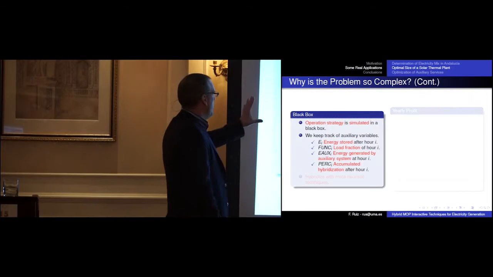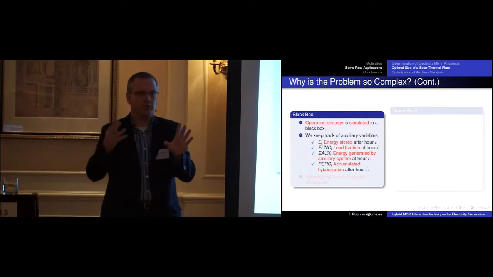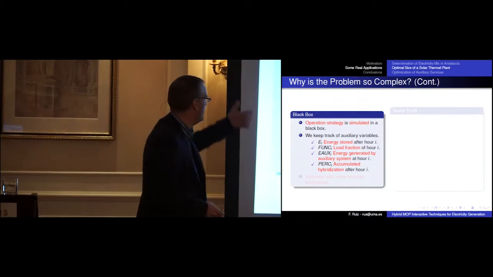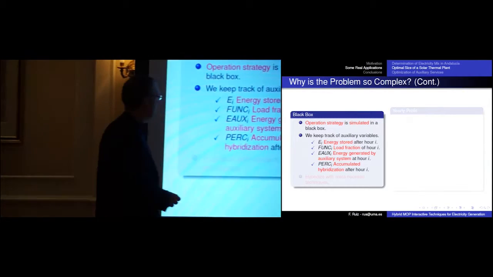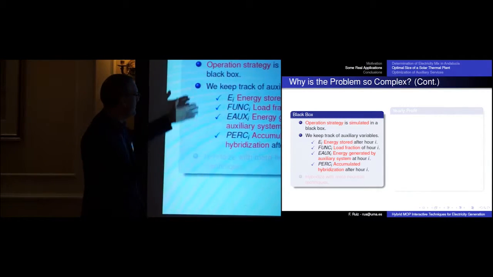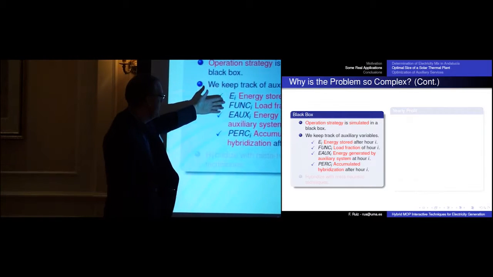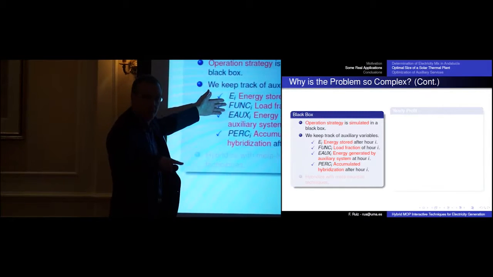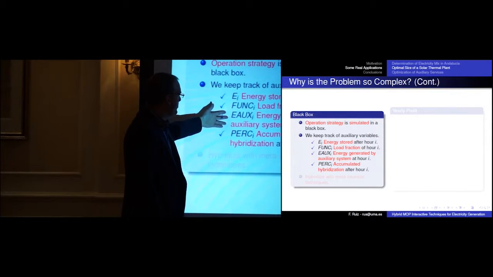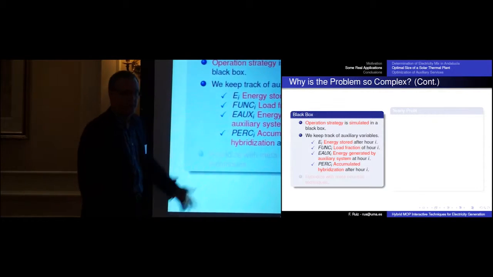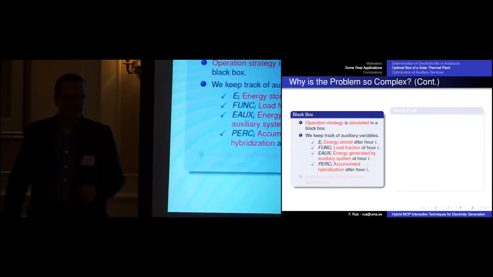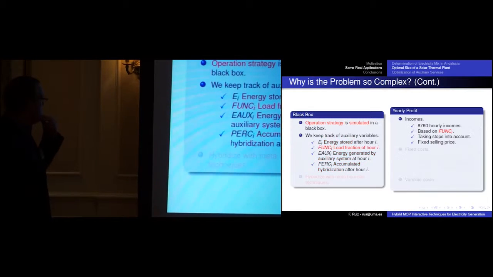And this black box had as inputs the values of the variables, and at output some variables that allowed us to keep track of the important things: how much energy is stored after each hour, which is the fraction load we're using at each hour, how much we use the auxiliary system, and which is the accumulated percentage of the auxiliary system. Okay?